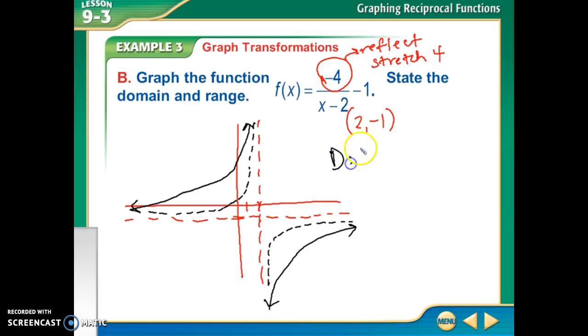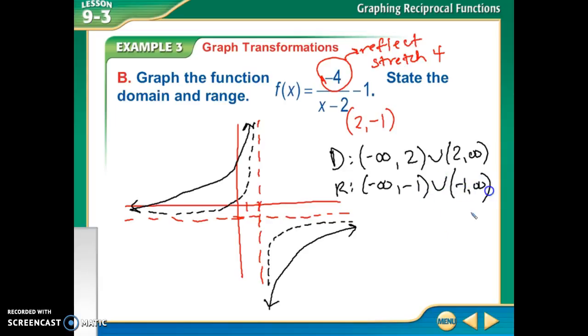All right, your domain is negative infinity to whatever you're jumping over. So for the x's, I come like normal, and then I jump over 2 and keep going to positive infinity. For the range, I jump over negative 1 and keep going. So I go negative infinity to negative 1, jump, negative 1 to positive infinity.